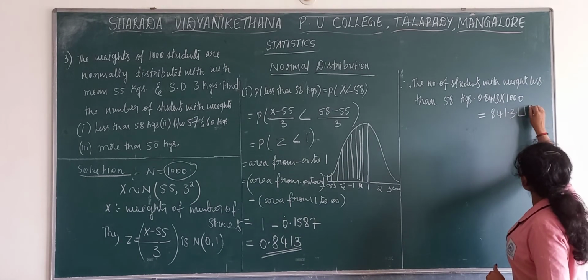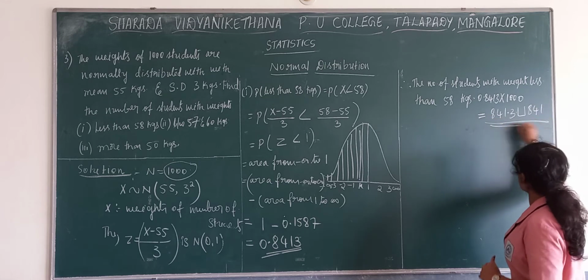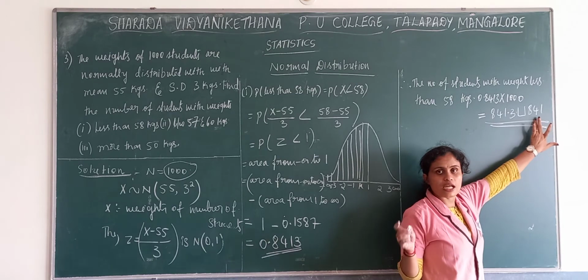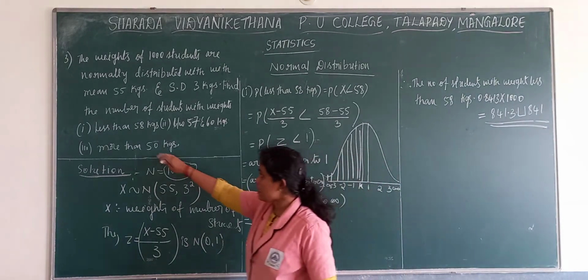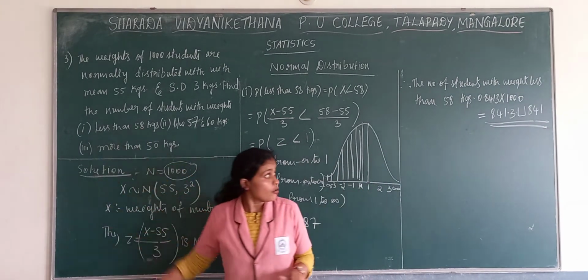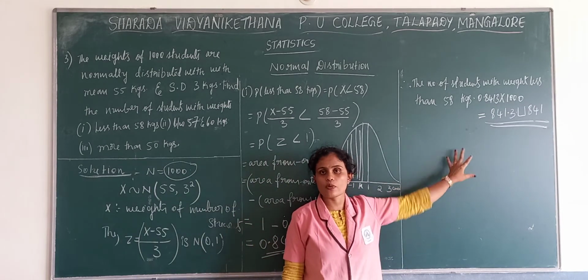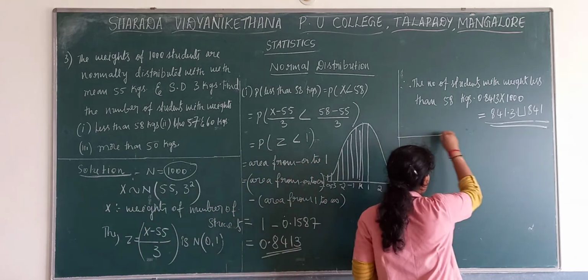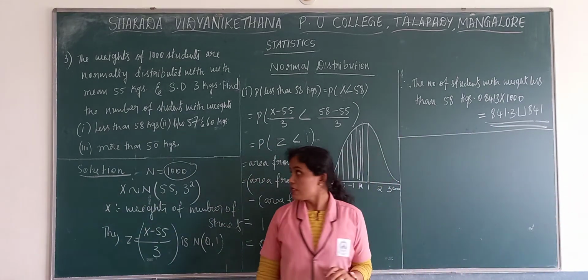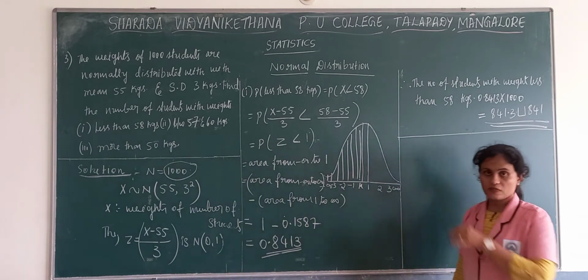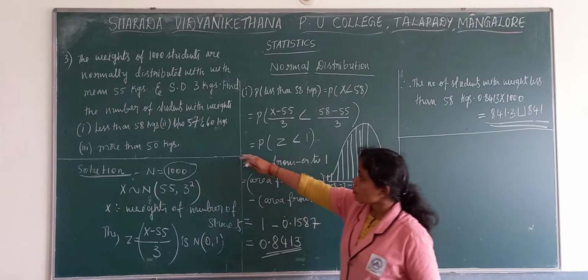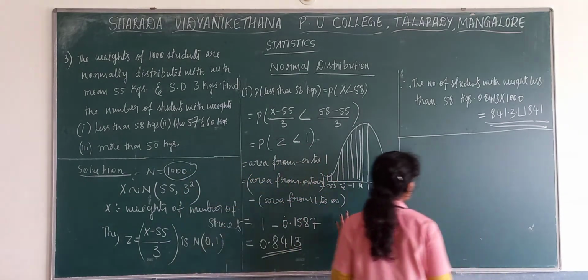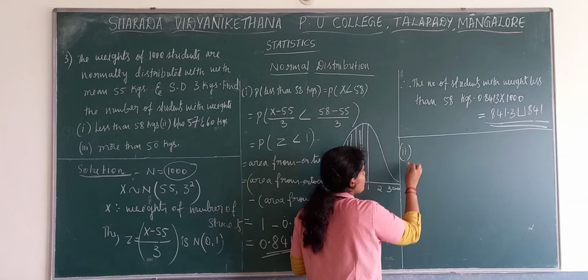Make it approximately 841. So 841 students are there whose weight is less than 58 kg. So here we have 841 students whose weight is less than 58 kg. So we ended the first question here. Now see, the second question, between 57 and 60 kg. Now we will move towards the second question.